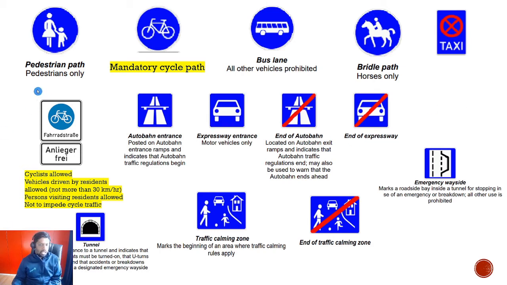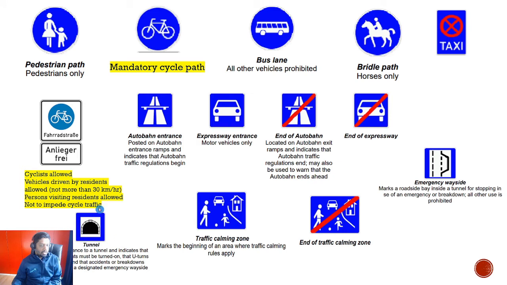Okay, look at this symbol here. Yeah, it says Fahrradstraße Anlieger frei. I've given you some additional comments as well. Cyclists are allowed here. Vehicles, if driven by residents, are allowed here, but you should not travel more than 30 km. Persons visiting residents are allowed, and remember, you should not impede any cycle traffic when you enter.